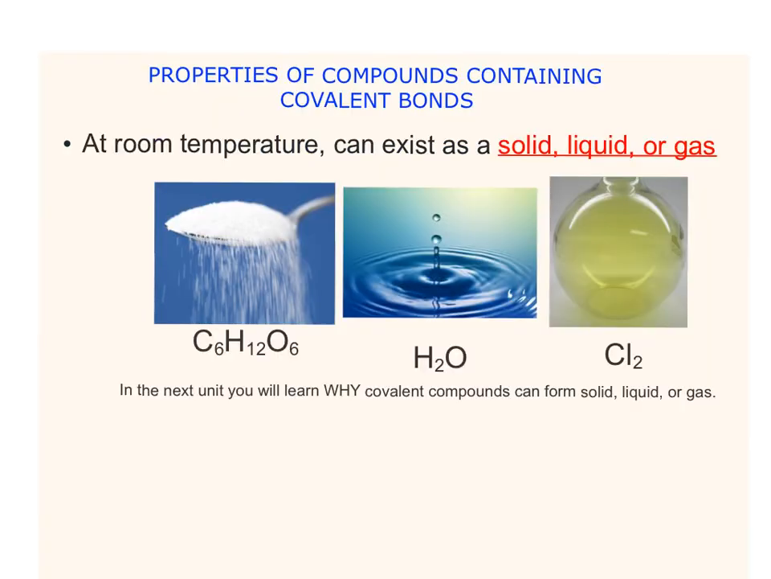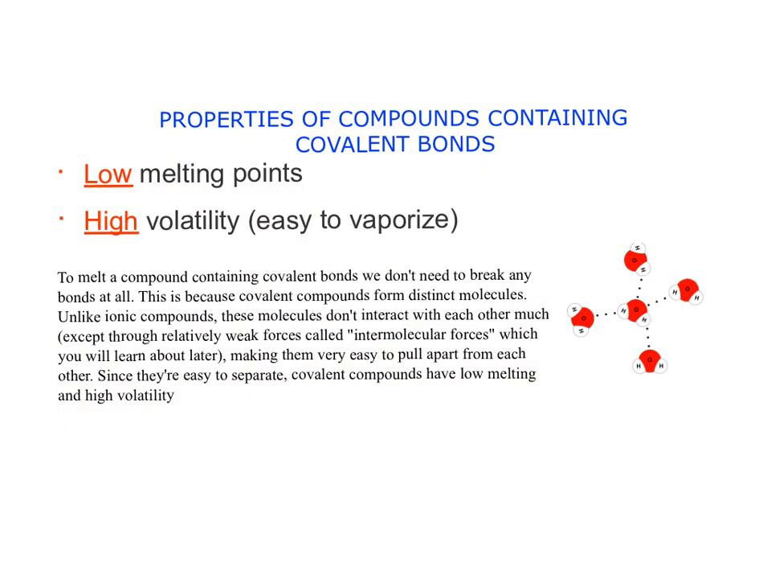At room temperature, covalent compounds can be solids, liquids, or gases. And we're going to talk more in the next unit as to why they can form solids, liquids, and gases. It's a little bit beyond what we're talking about here, but just know that there's a full variety of states of matter that these compounds can have. They do tend to have low melting points and high volatility.